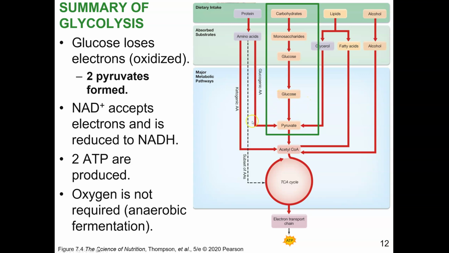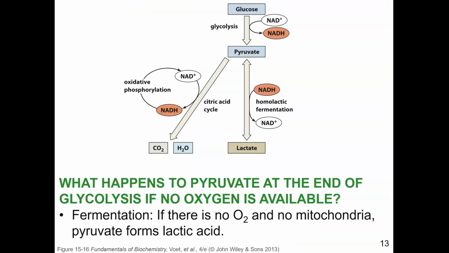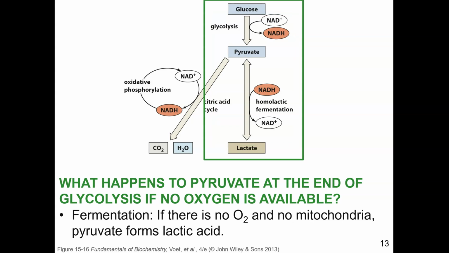So what you should notice here is that you only get 2 ATPs, and the next process is anaerobic fermentation. We don't need oxygen for this. So again, digestion, absorption, the glucose enters the cells and then undergoes glycolysis. What happens next depends on whether you have oxygen available or not. Where I put a box around it, glucose goes to pyruvate, and then pyruvate is converted to lactate or lactic acid. This is what happens if there's no oxygen and no mitochondria. There's another process we'll talk about in a minute that involves oxygen and mitochondria. But with no oxygen, no mitochondria, this is the next step of what pyruvate does.